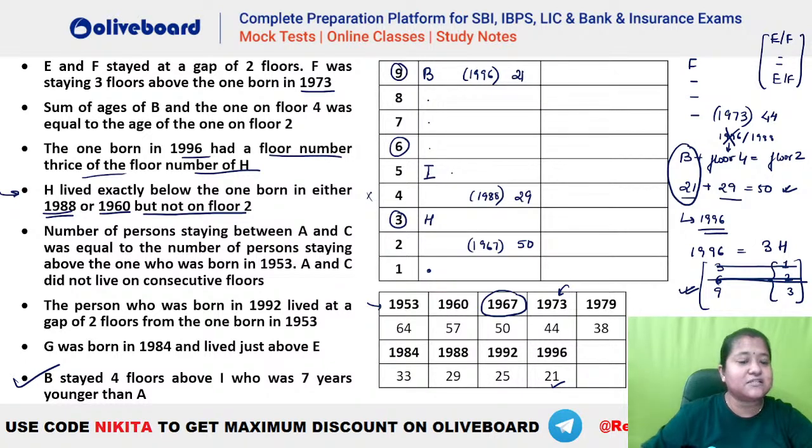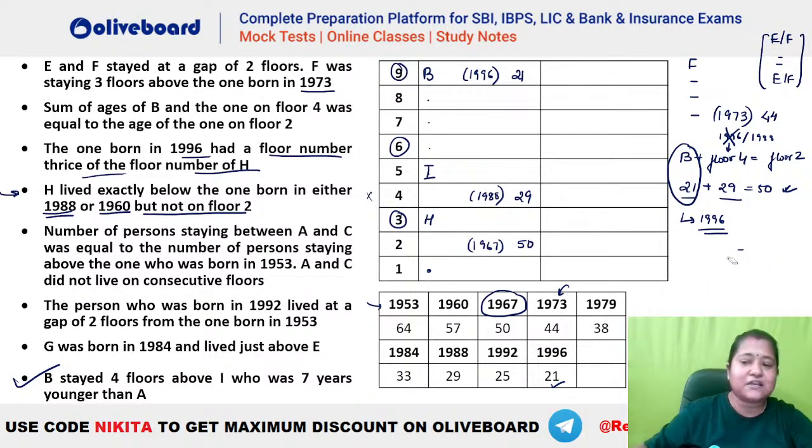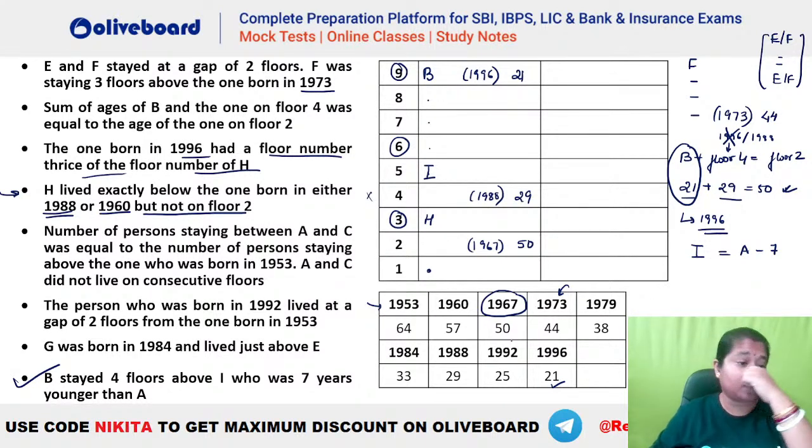I has to be 7 years younger than A. So what is the relation of A and I? Let's see what is the relation between A and I given here. It is given that I is 7 years younger than A, so I is equal to A minus 7. What are the possible ages for I and A here? You can see there are only two possibilities: either 64 and 57, or 57 and 50.